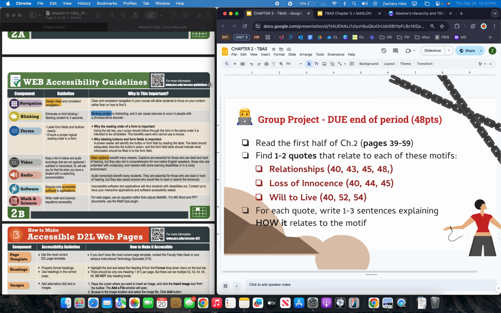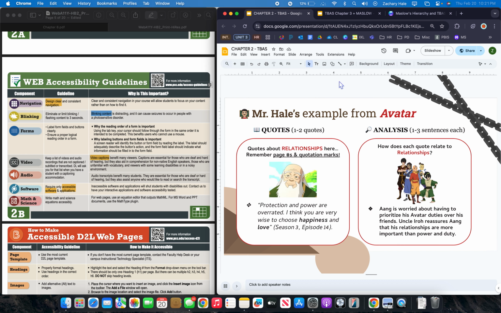And then ultimately the main assignment or project for students during this lesson is to find textual evidence from the chapter that relates to or represents these motifs within the book, and then providing an example for students. I used one of my favorite TV shows, Avatar, to show how they can choose a quote and then explain how that quote represents one of those themes, whether it's relationships, loss of innocence, or will to live.